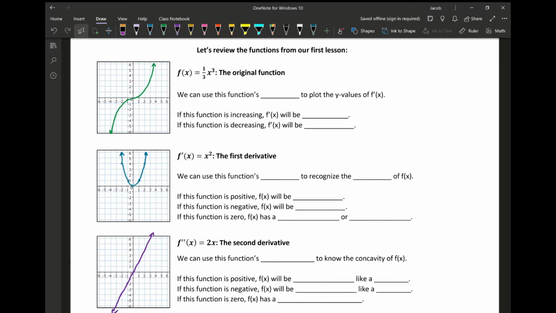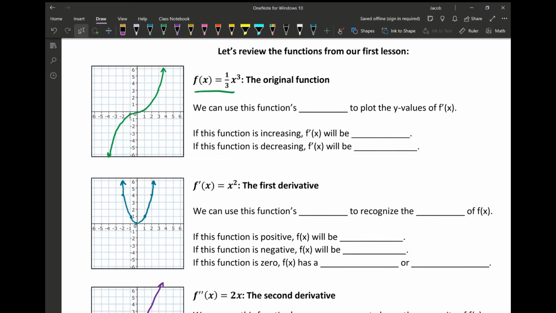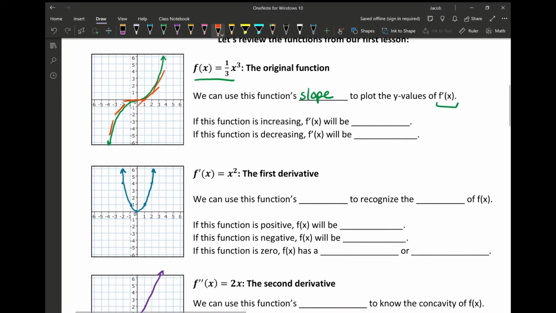So if we look at the original function, this 1/3 x cubed, we can use this function's slope to plot the y values of f prime of x. We know that's the derivative, so this is slope. So if we were to draw tangent lines, we can take those as spots where we can take a y value from those slopes, and we can plot those on this blue graph.